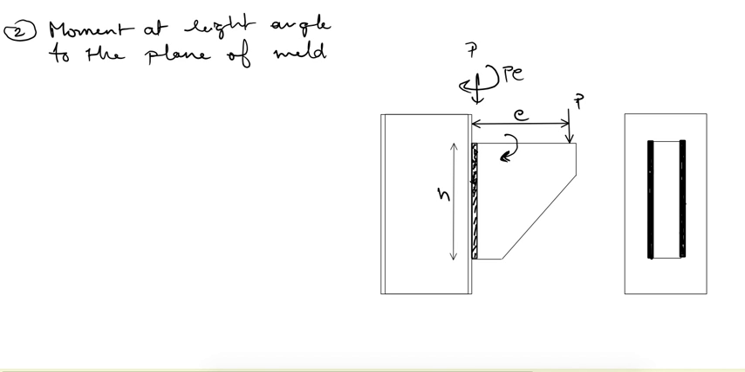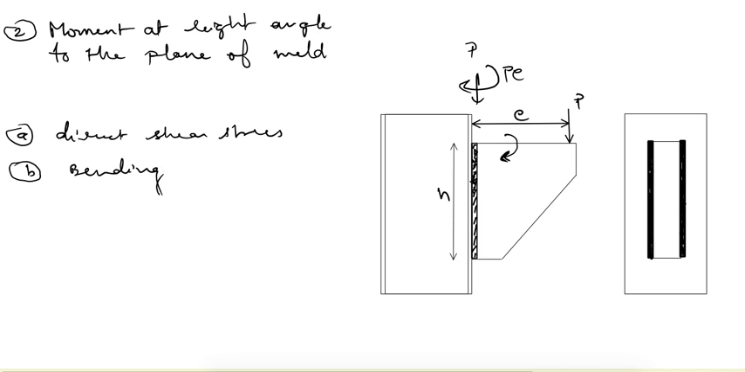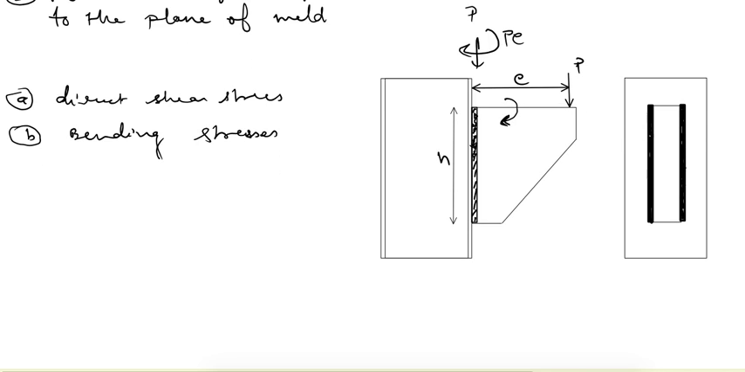So this type of welded connection is also subjected to two stresses. First one is direct shear stress, and the second one is bending stress. Here we are considering bending stresses in the welded connection, whereas in case of bolted connection we avoided the bending stresses. There we only talked about the tensile, compressive and shear stress.